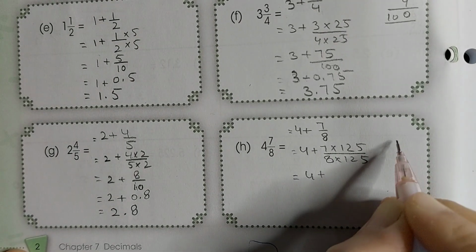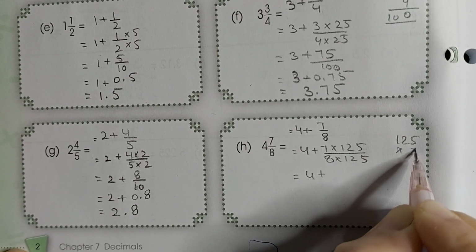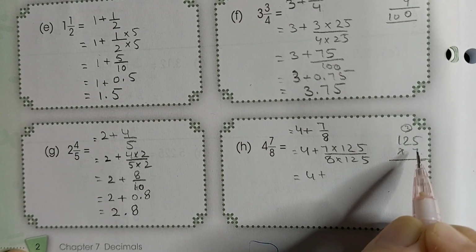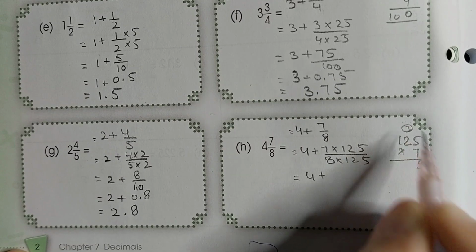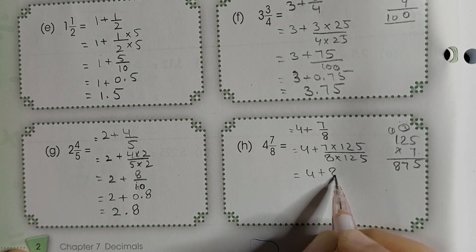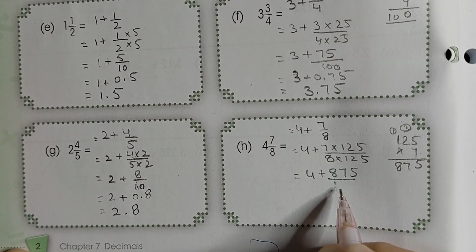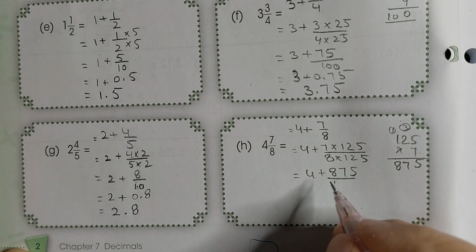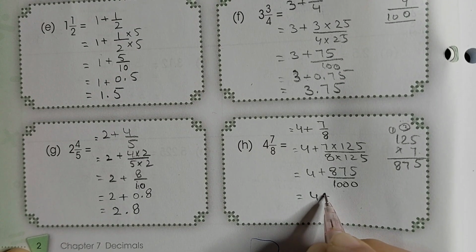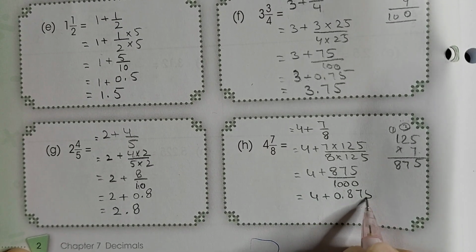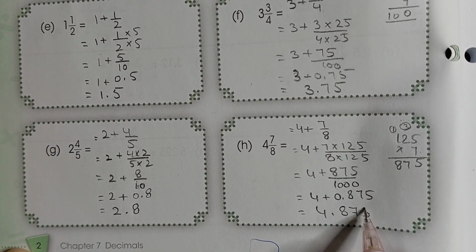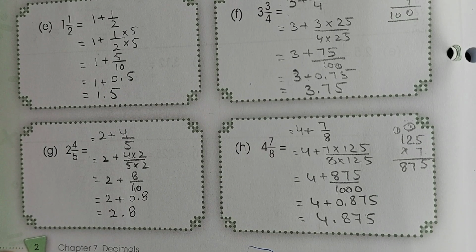4 plus, now 125 multiplied by 7. 7 5s are 35, 5 here, 3 we will carry. 7 2s are 14, 15, 16, 17. 1 we have to carry, 7 1s are 7 and 8. It will become 875 upon 1000. So after how many digits we have to put decimal? It will become 4 plus 0.875 and our answer will become 4.875. This is your question number 2 on page number 2.